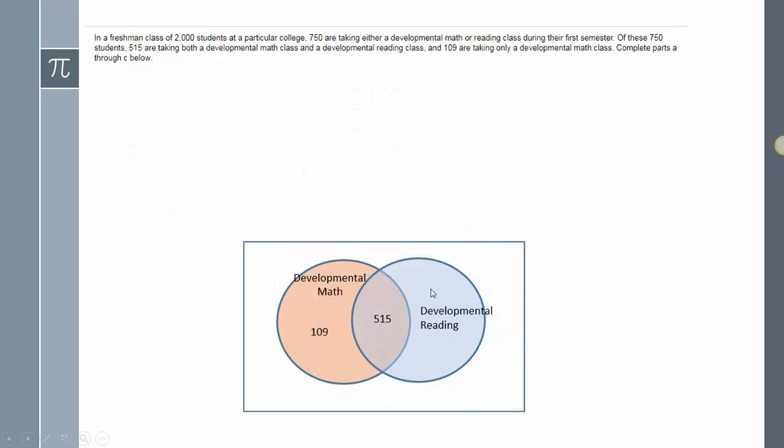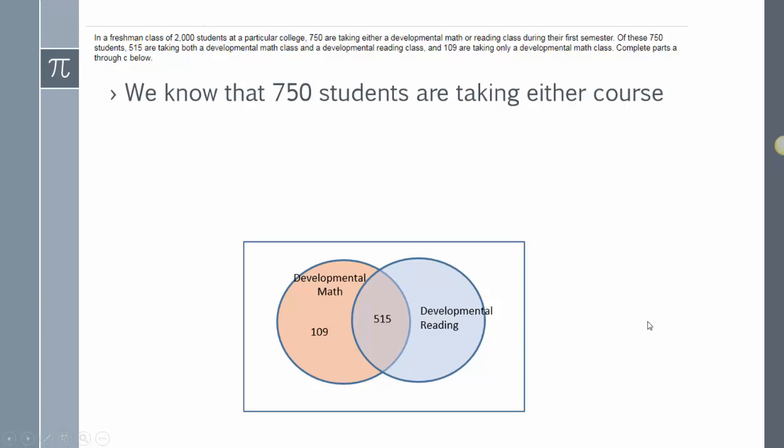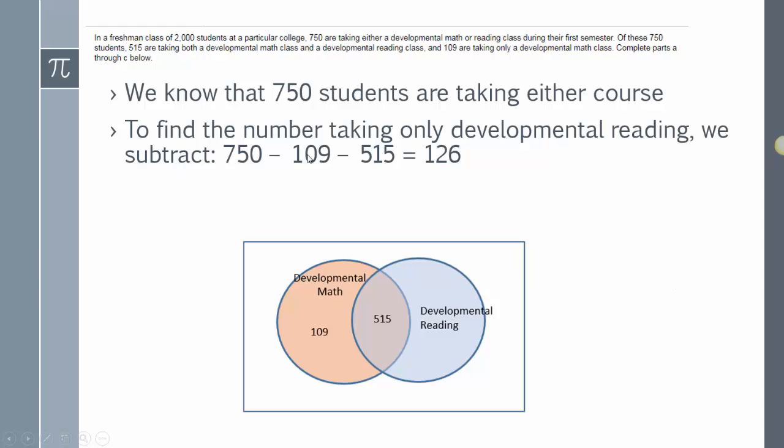Now I need to know how many are taking only developmental reading. We know there's 750 that are taking one or the other or both, so this number plus the remaining number must equal 750. So I'm going to take 750, subtract 109, subtract 515, and I get 126.